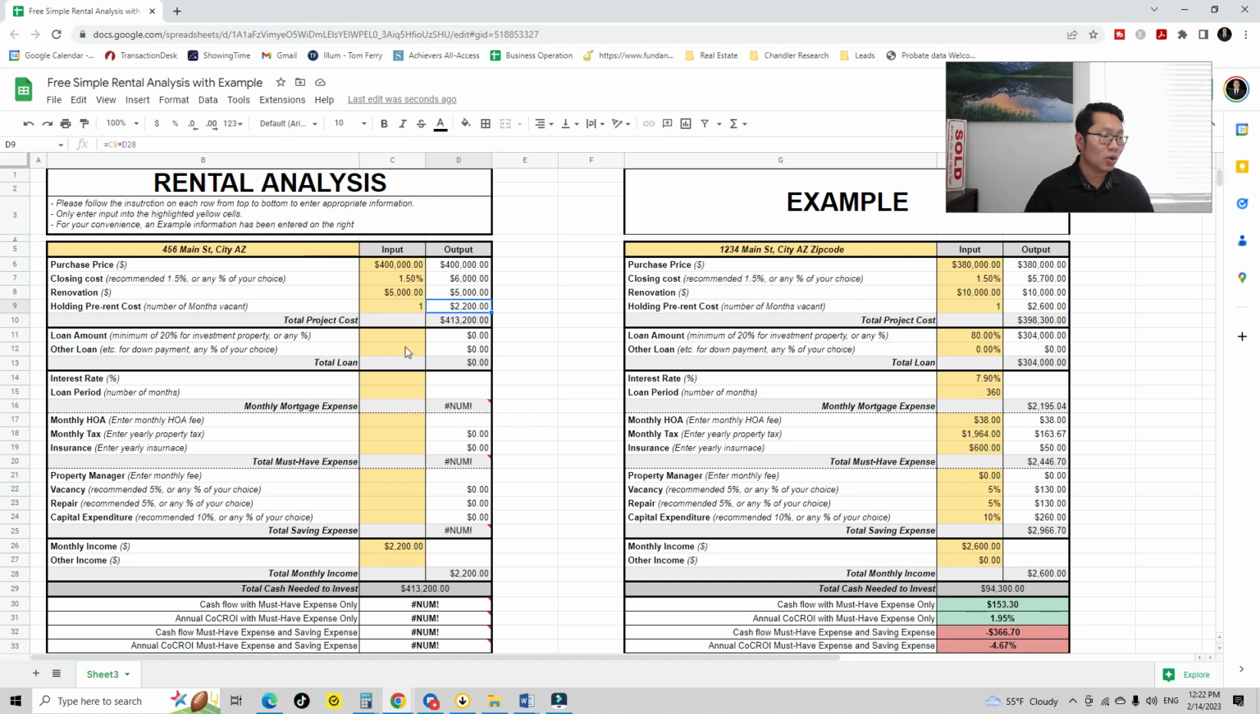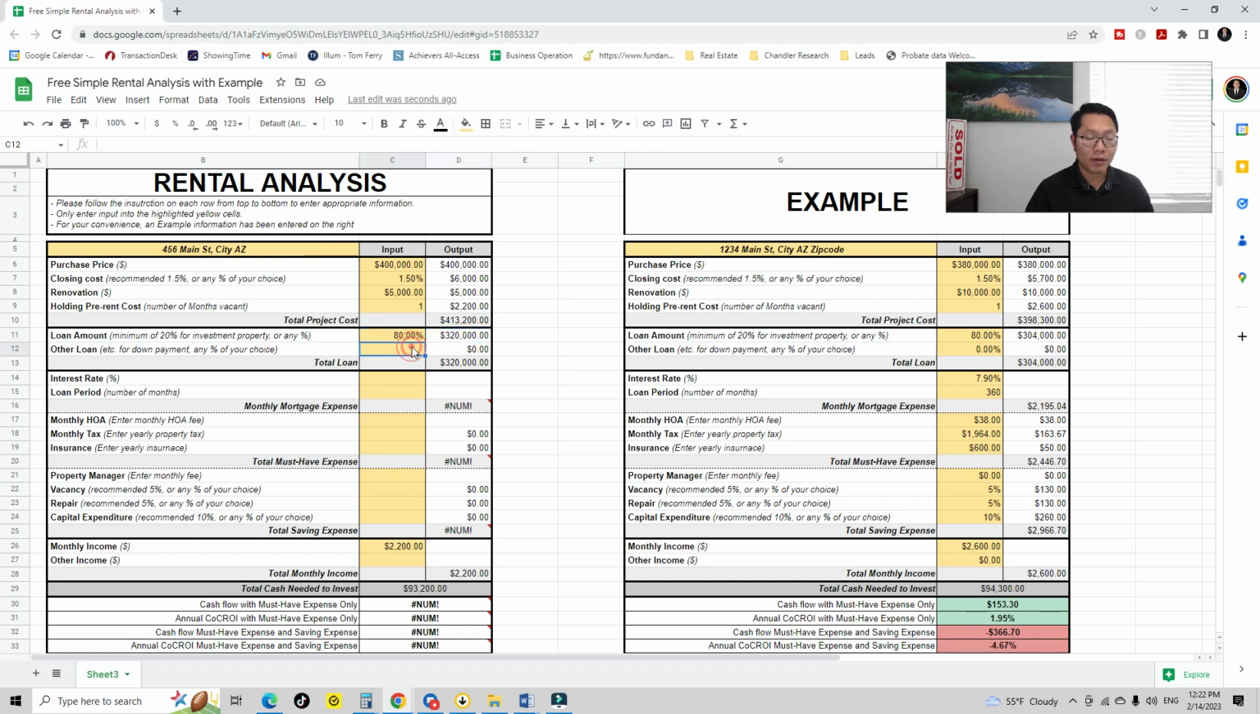The loan amount. This is the percentage of the purchase price that you want to finance as the loan amount. Normally it's going to be 80% of the purchase price, which is $320,000, as you see here.